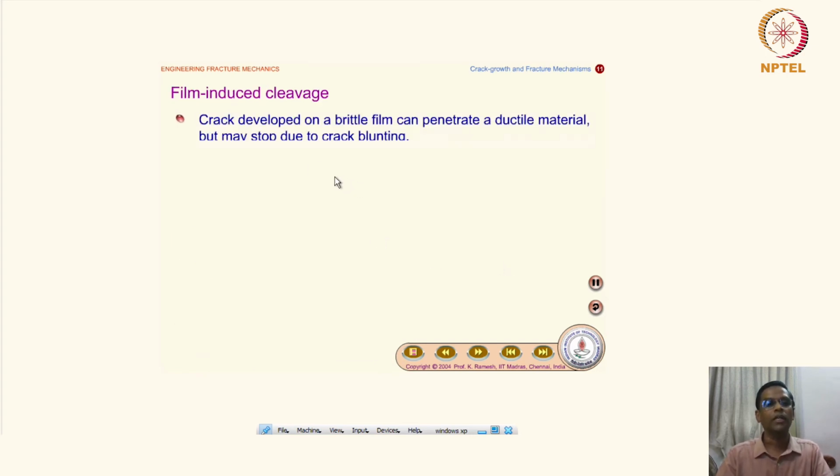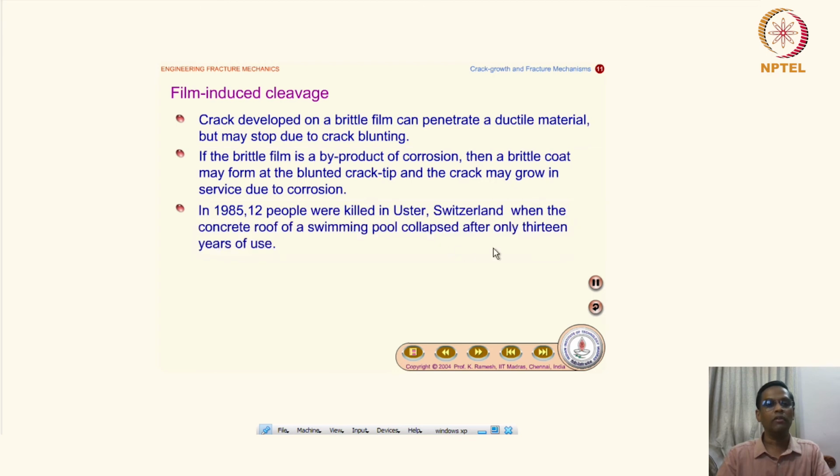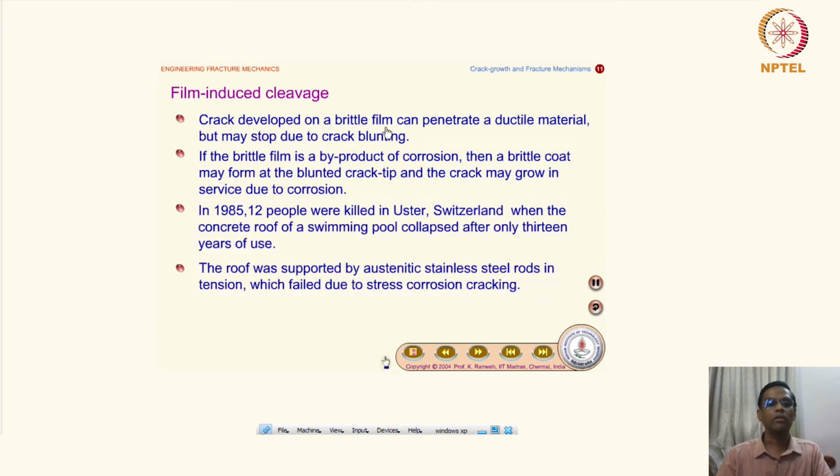Finally, the film-induced cleavage, in which a crack developed in a brittle film can penetrate a ductile material, but may stop due to crack blunting. If the brittle film is a byproduct of corrosion, then the brittle coat may form at the blunted crack tip, and the crack may grow in service due to corrosion. This is one way of describing the mechanisms.